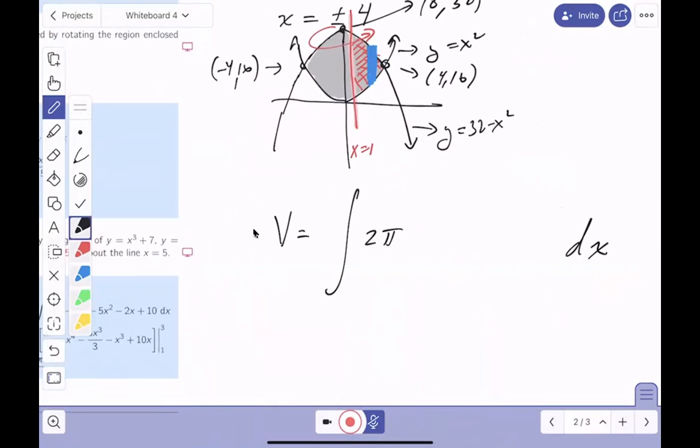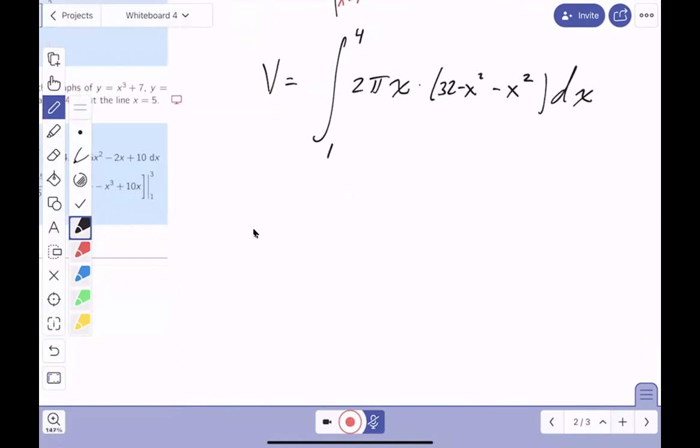2 pi x. Again, the radius of that is x. Upper minus lower. What's the upper? Again, if you can't remember, maybe look at your picture, but it's 32 minus x squared minus the lower, which is minus x squared. And what's the limits of integration? Well, the x starts at 1 and it stops at 4. Fairly easy if you can visualize the problem.